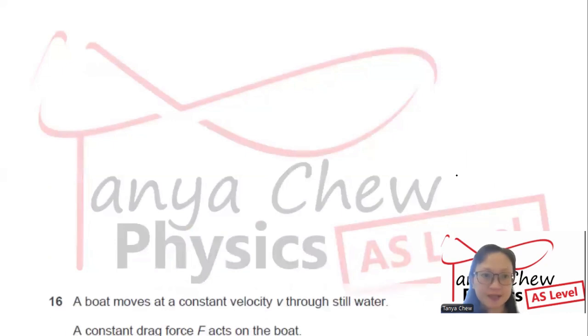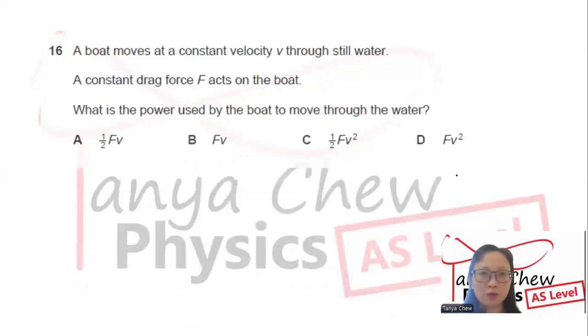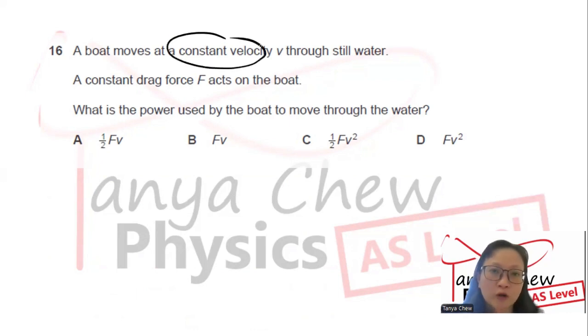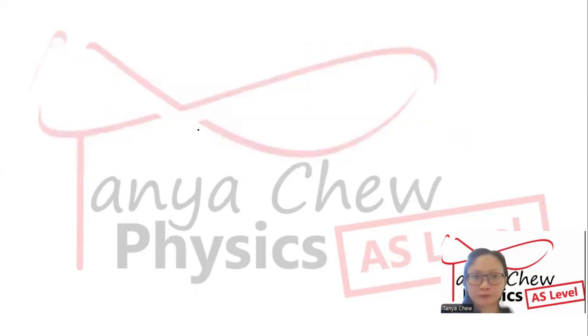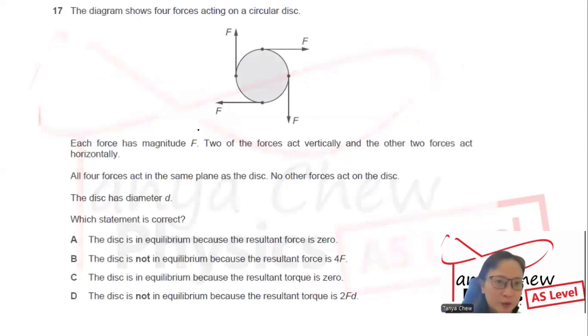Number 16. A boat moves at a constant velocity v through still water. Water is not moving. A constant drag force F acts on the boat. What is the power used by the boat to move through the water? If you see that the boat is moving with constant velocity, power is always equal to F times v. This equation of power is only valid when the object is moving with constant velocity. B is the answer.